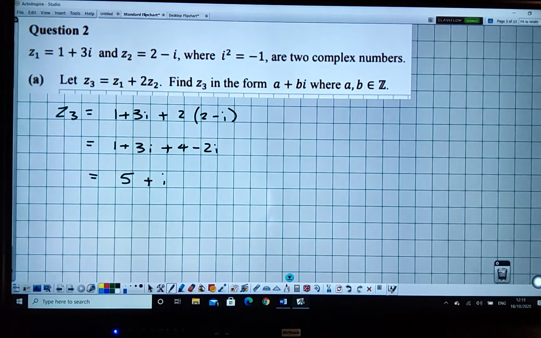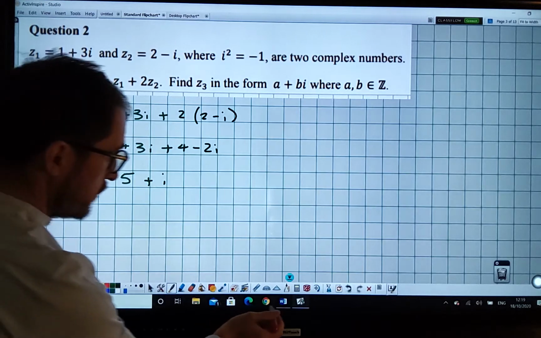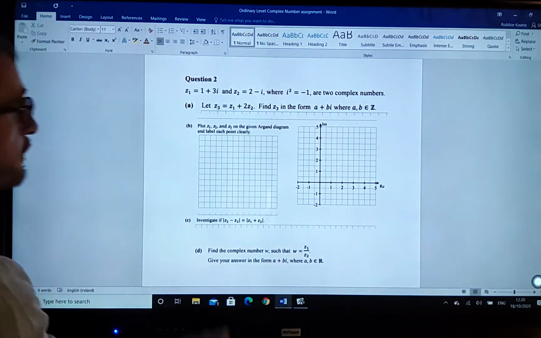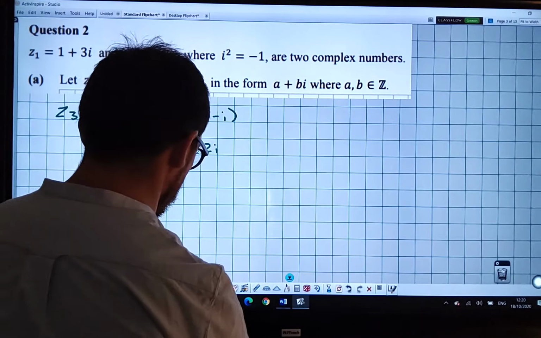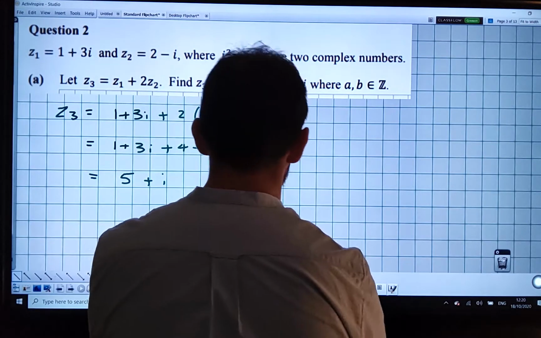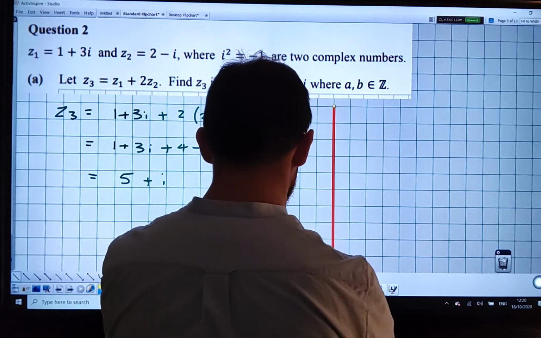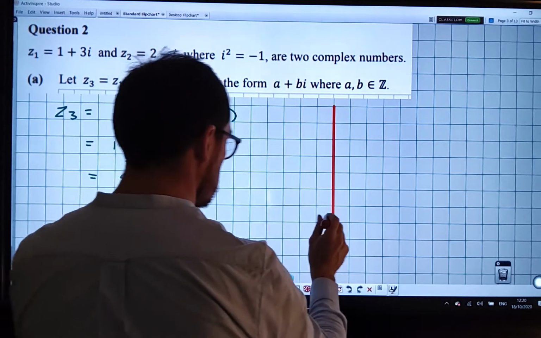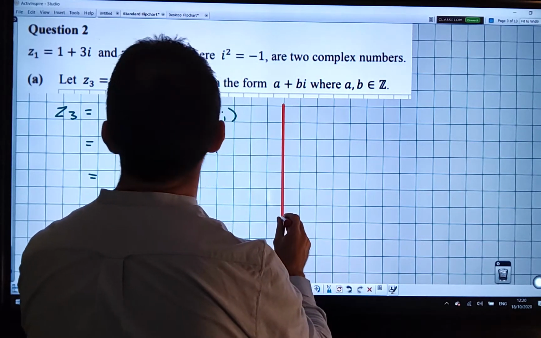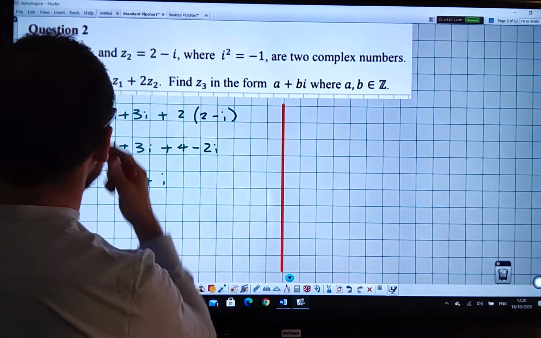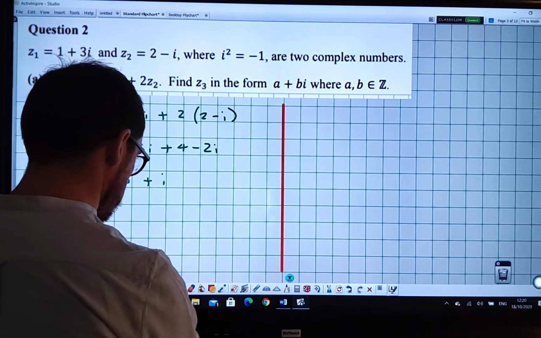5 plus i. And then part 2 of this question, it says plot z1, z2 and z3 on an Argand diagram. Okay? I'm just going to move this over here. So z1 is 1 plus 3i and z2 is 2 minus i.